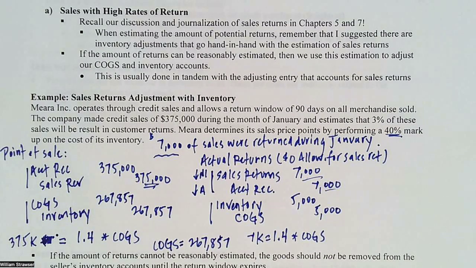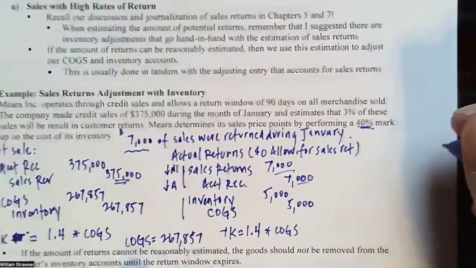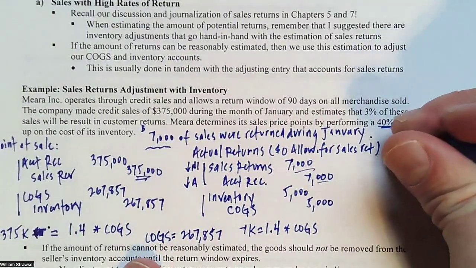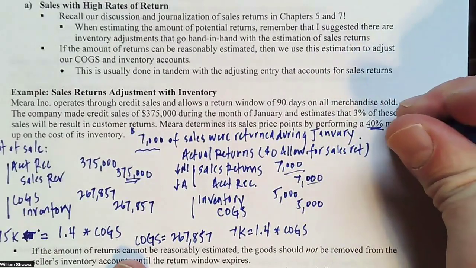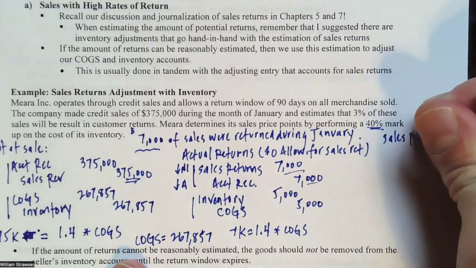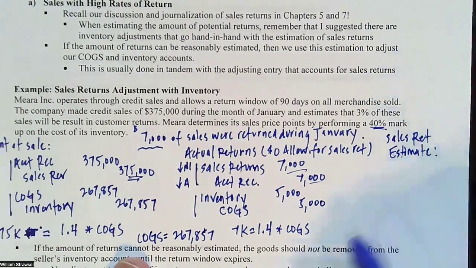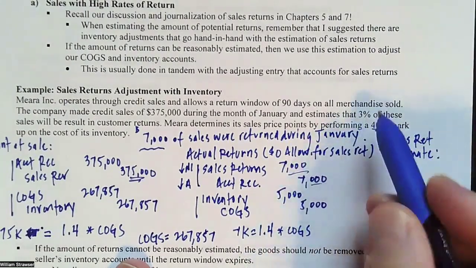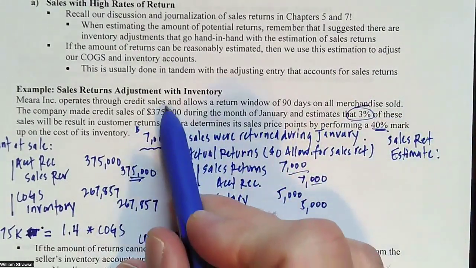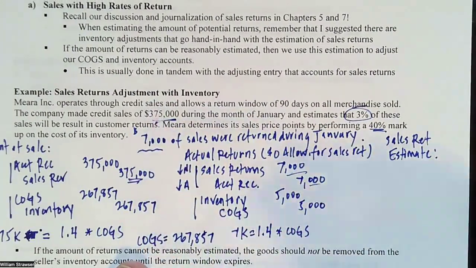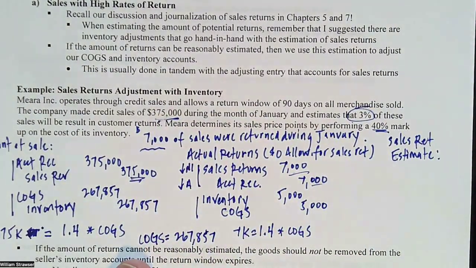Now, the real part that you might not have anticipated, this makes sense, right? People are bringing stuff back, they don't have to pay for it, we get the inventory back. The part that might twist you a little bit is that even with the estimate, so now that was the actual returns. Now we're going to do the sale return estimate. Remember, this is the adjusting entry. So we estimate that 3% of all of our sales during the month are going to end up as returns. So that's 375,000 times 3%.